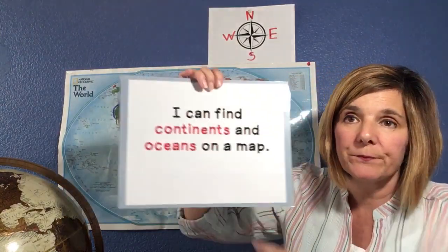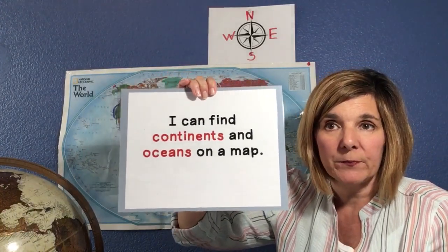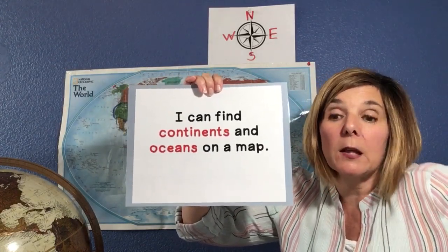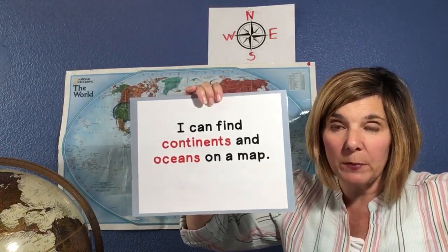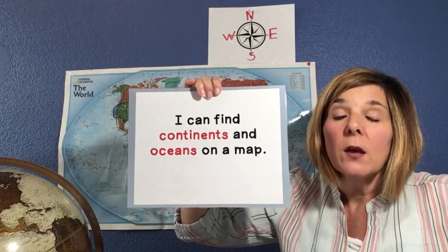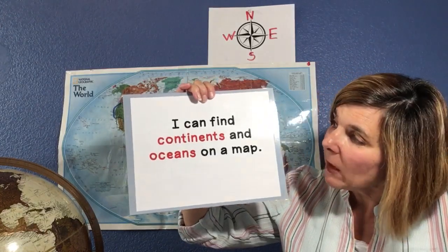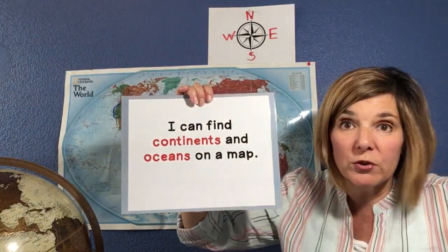Here's another goal. When we're done with this unit, you'll be able to do this. Can you read it? I can find continents and oceans on a map. Continent is a land mass. Mass means big, a big area of land. We're going to find the continents today on the map. You'll also be able to find oceans on a map.